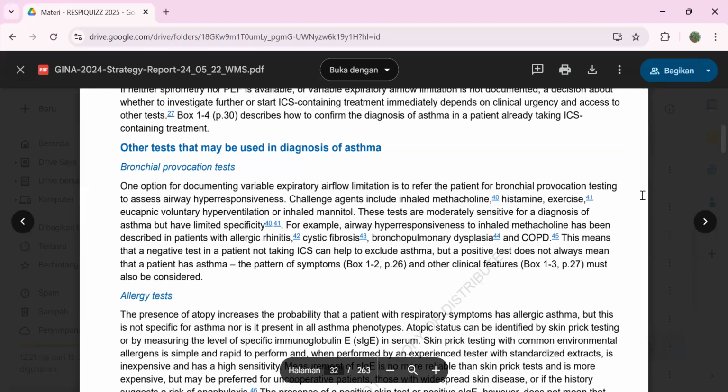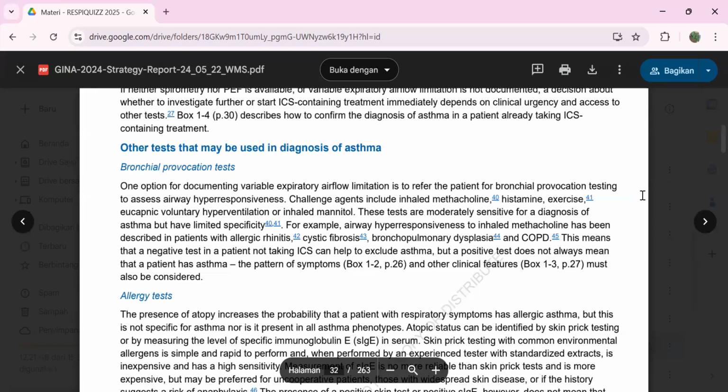For example, airway hyperresponsiveness to inhaled methacholine has been described in patients with allergic rhinitis, cystic fibrosis, bronchopulmonary dysplasia, and COPD. This means that a negative test in a patient not taking ICS can help to exclude asthma, but a positive test does not always mean that a patient has asthma. The pattern of symptoms and other clinical features must also be considered.